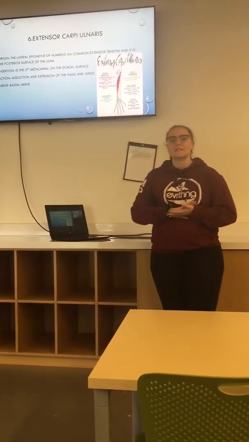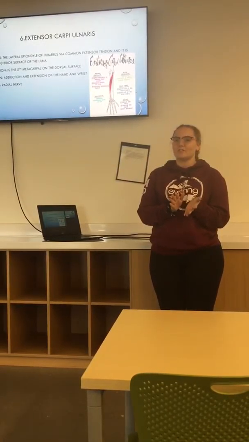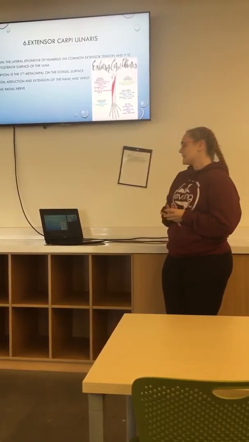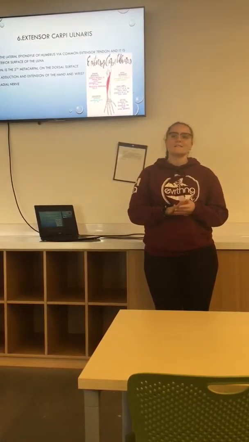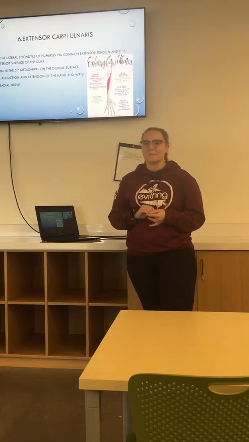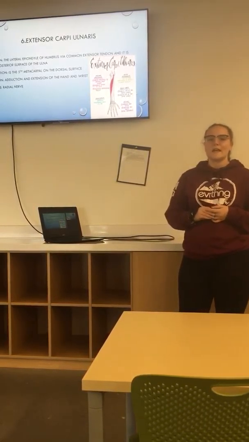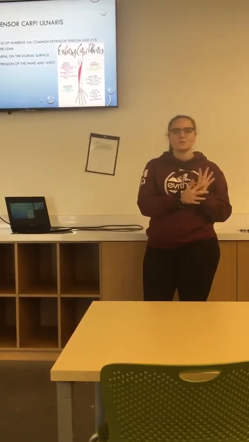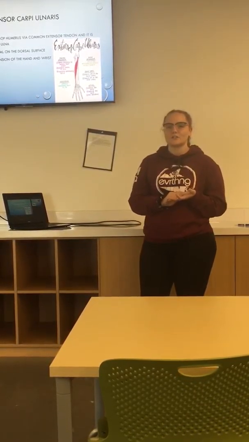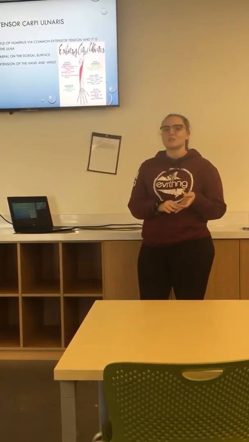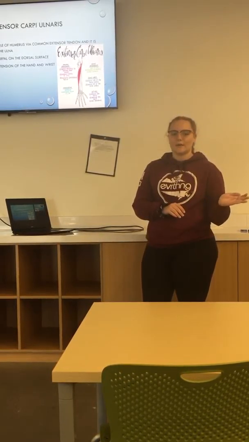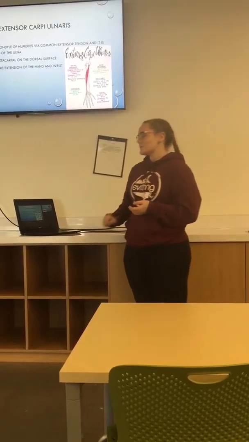And the last muscle that is part of the forearm is the extensor carpi ulnaris. So its origin is the lateral epicondyle of the humerus, and its insertion is the fifth metatarsal on the dorsal surface, so through here. The action is adduction and extension of the wrist and hand, so this way and going outwards like that. And it is also the radial nerve.